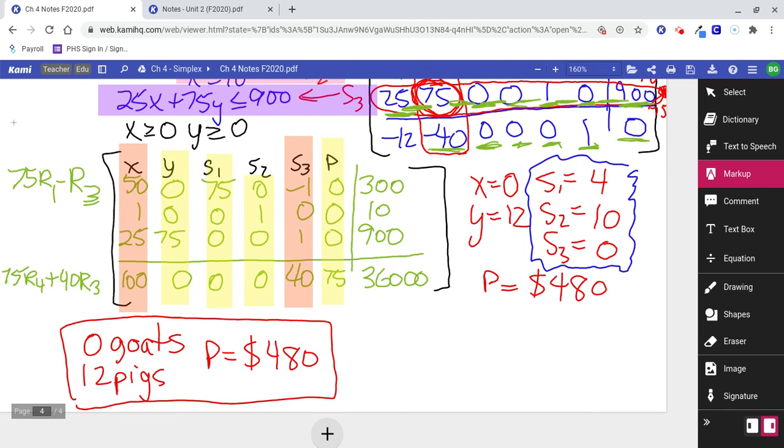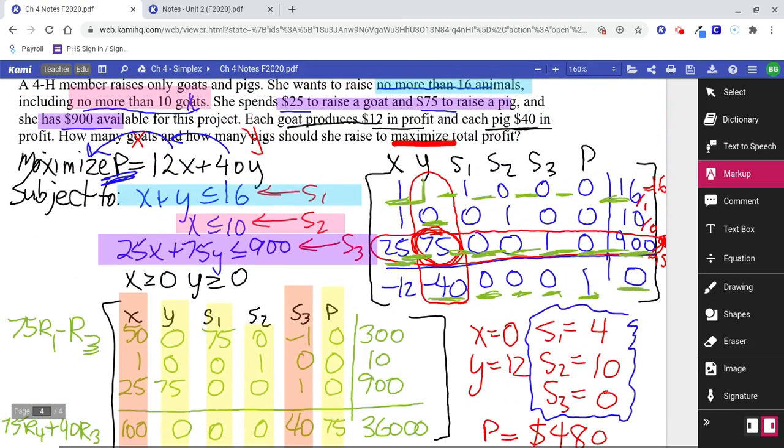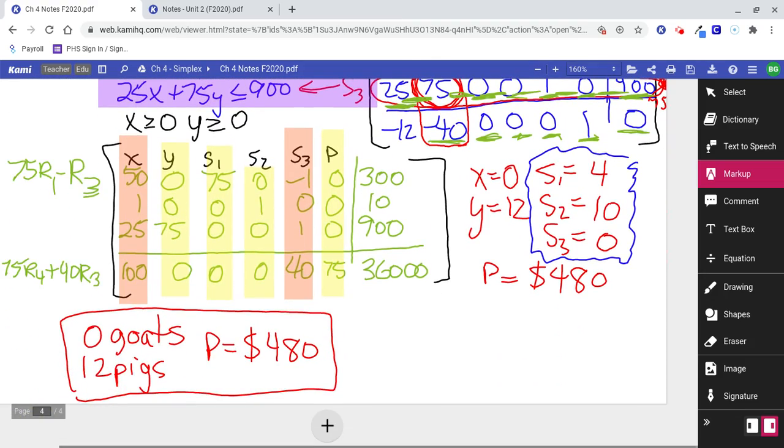So our main solution, 0 goats, 12 pigs, and a maximum profit of 480. I think you understand that, but please understand that the slack variables also have some meaning. It's talking about what's left over that didn't get used up.